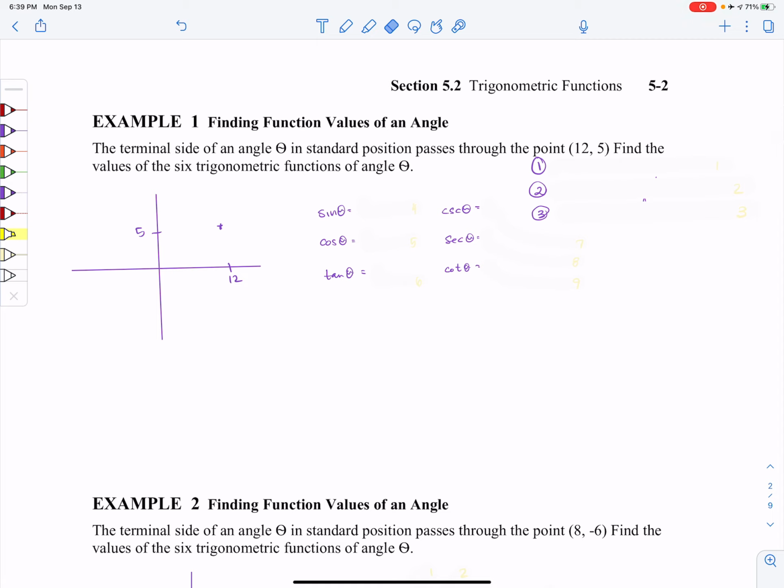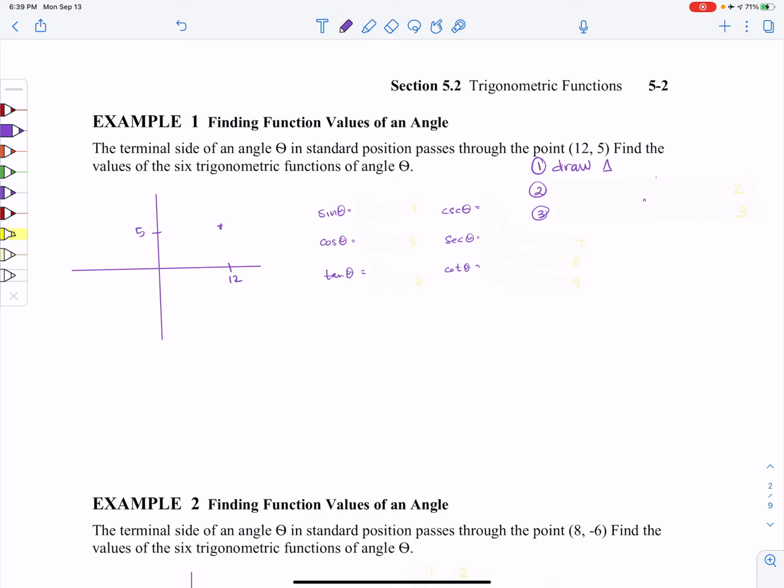All right, let's look at some examples. Example number 1 says that the terminal side of angle theta in standard position passes through the coordinate (12, 5). Find the values of all 6 trig functions. Let's talk first of all about how to draw the triangle. So the very first thing that we're going to do in our step is we've got to draw the triangle, but we need to make sure that we draw it correctly.